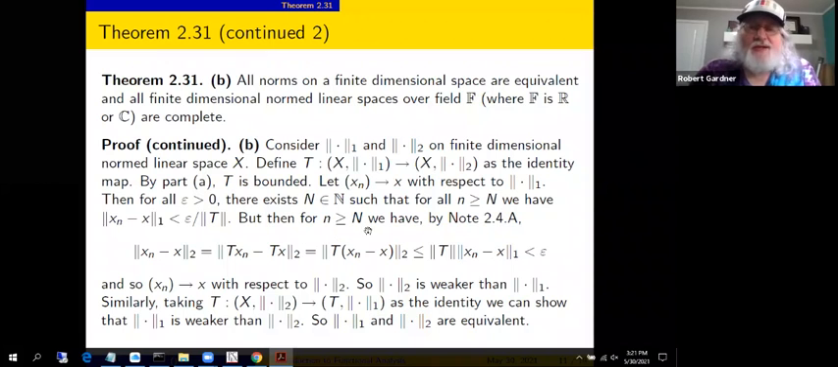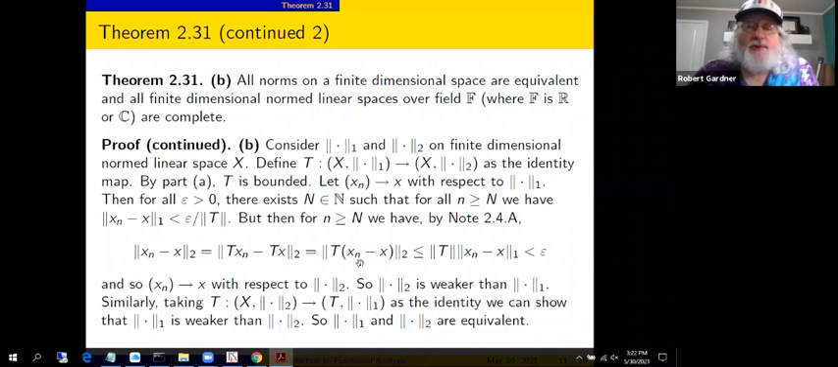But then if we take n greater than or equal to capital N, then we have the two norm of X sub n minus X. That would be the two norm of T of X sub n minus T of X. Remember, T is the identity transformation. So that's just substitution in the fact that T is an identity transformation.